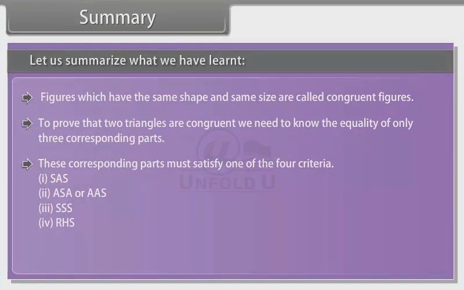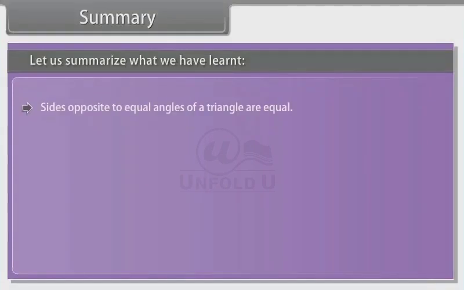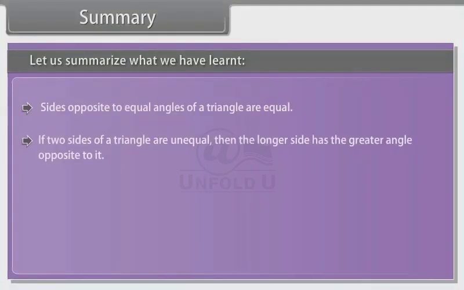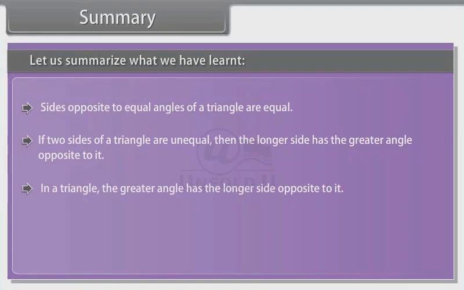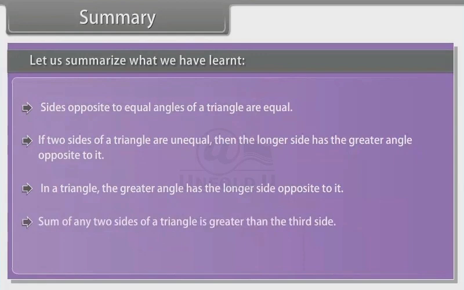1. SAS. 2. ASA or AAS. 3. SSS. 4. RHS. Angles opposite to equal sides of a triangle are equal. Sides opposite to equal angles of a triangle are equal. If two sides of a triangle are unequal, then the longer side has the greater angle opposite to it. In a triangle, the greater angle has the longer side opposite to it. Sum of any two sides of a triangle is greater than the third side.